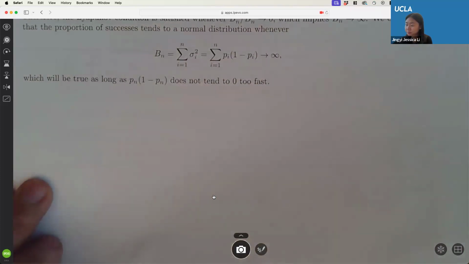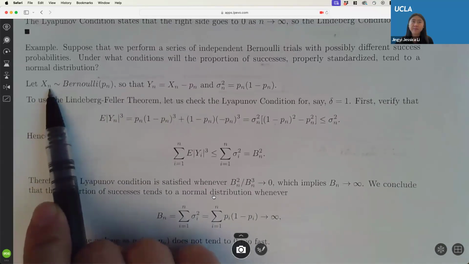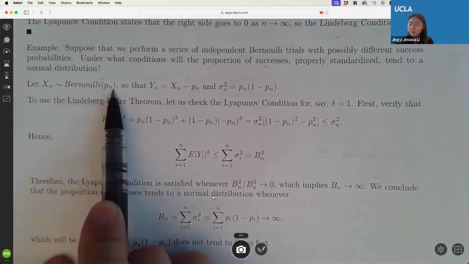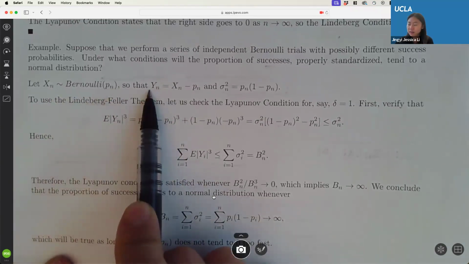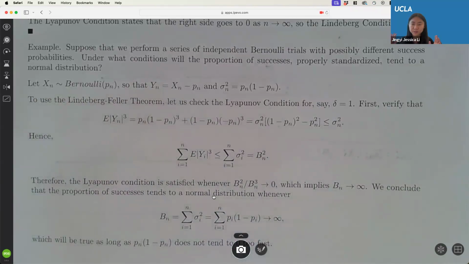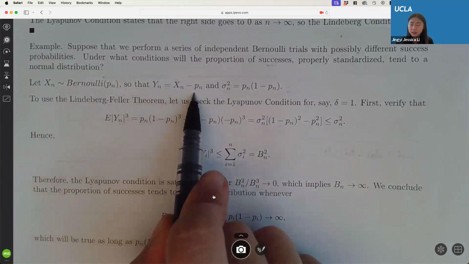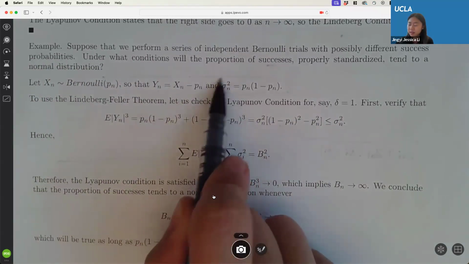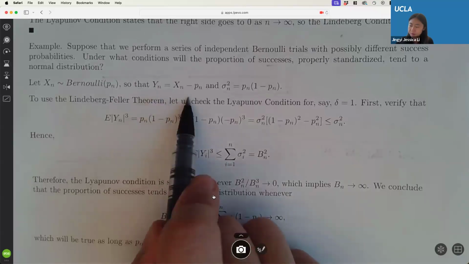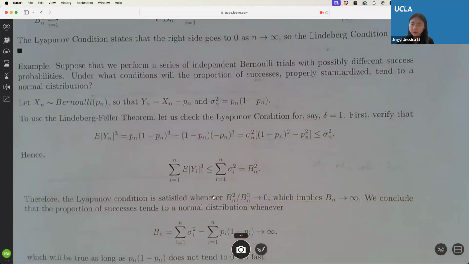So let X_n follow Bernoulli(p_n). n goes up, right? And the p_n can be different. We want to create a scenario where each random variable has mean 0, because that's what the Lindeberg-Feller theorem requires. So that's why we define Y_n to be X_n minus p_n. And we also calculate sigma_n squared as the variance of Y_n. It is also the variance of X_n. We know it's p_n times 1 minus p_n, right? This is a well-known result for the Bernoulli.